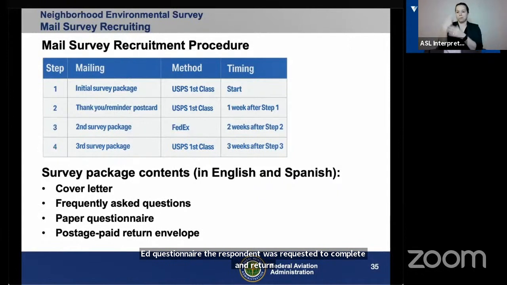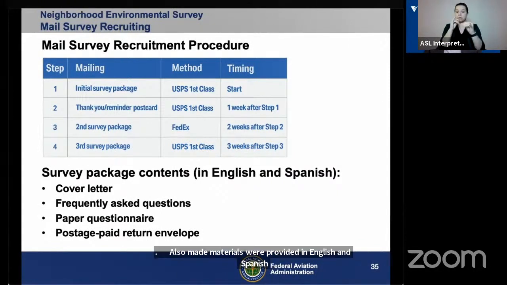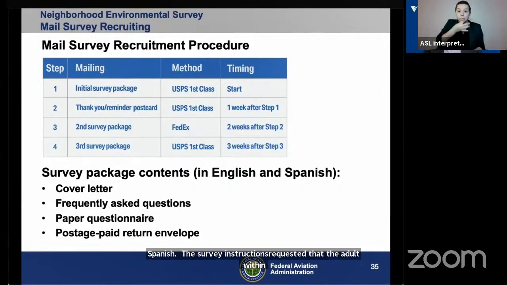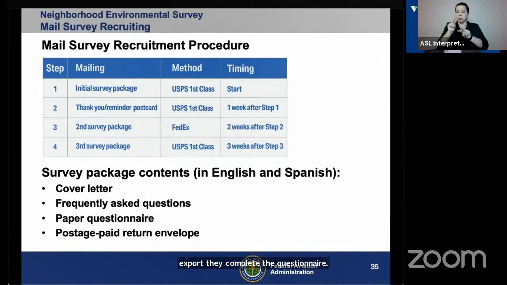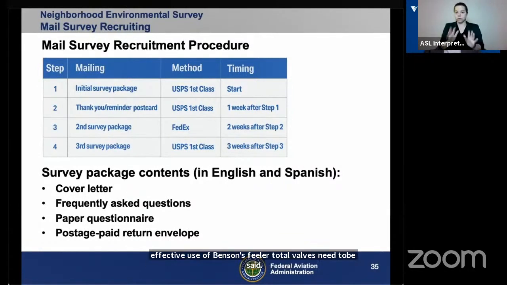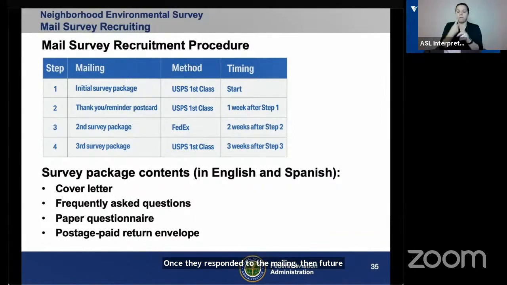The survey instructions requested that the adult with the next birthday complete the questionnaire. A $2 cash prepaid monetary incentive was included with the initial mail package. Prepaid incentives of this size have been shown to significantly increase response to mail surveys and are therefore a cost-effective use of funds since fewer total mailouts need to be sent. Once a household responded to our survey mailing, future contacts were ceased. If multiple surveys were returned for a household, we only retained the first.